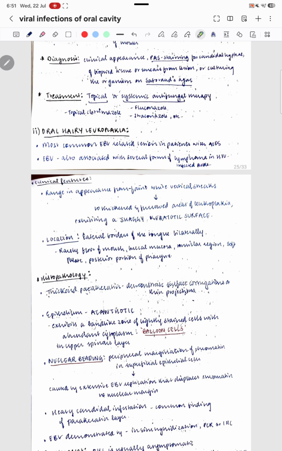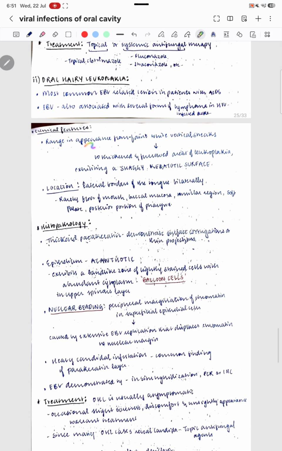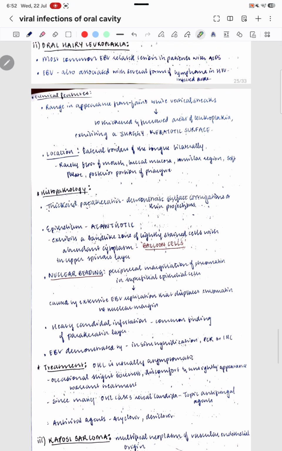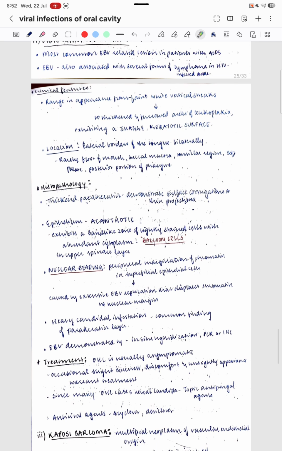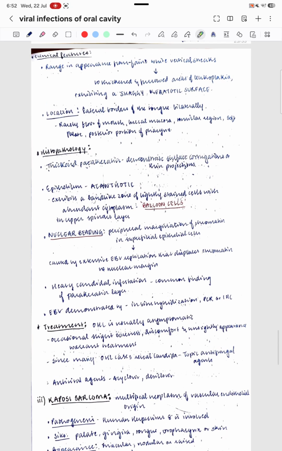Then you have clinical features: there is a range in appearance from faint to vertical streaks. This is basically a shaggy patch with a keratotic surface. It is seen bilaterally on the lateral borders of the tongue and floor of the mouth, buccal mucosa, tonsillar region, soft palate, and posterior portion of the pharynx.